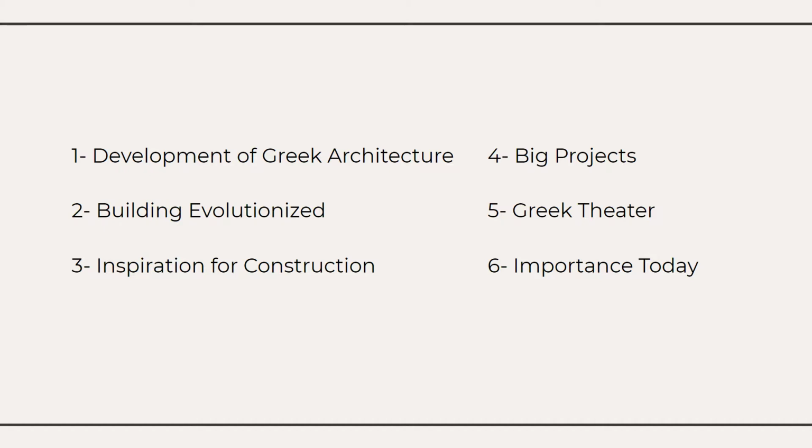So a quick overview here. I'm going to be talking about the development of Greek architecture and how the building became evolutionized from wood to stone in the three orders. Then I will be talking about the inspiration for their construction, why they built the temples and the shrines, and then some of their big projects like the Knossos, the Parthenon, the Acropolis, and the Erechtheion. Those are a few examples.